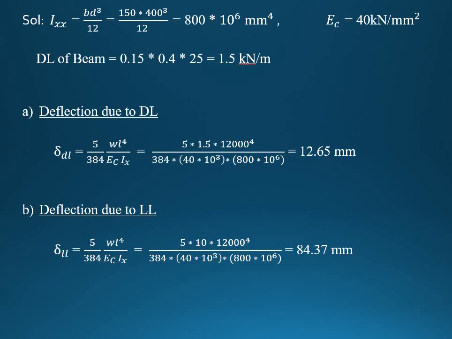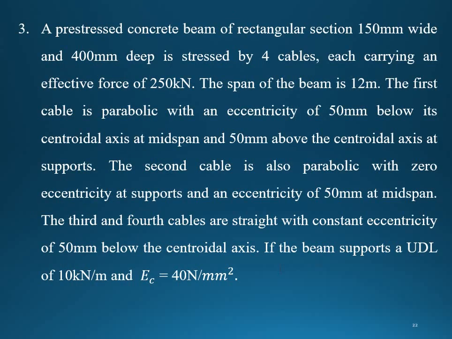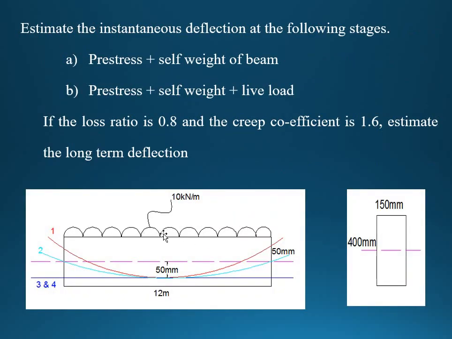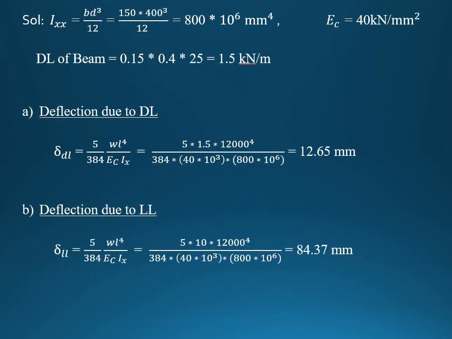Next is deflection due to live load. Again, I have taken the same formula. Why? Because you can observe the question. They have given that the beam supports a UDL of 10 kilonewton per meter, which is a live load, and by looking at the unit, kilonewton per meter, we can make out that it is a UDL. So it is understood that it is a simply supported beam carrying a UDL for that live load.